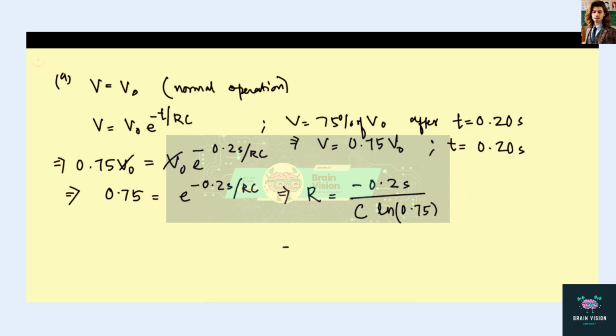And C, the capacitance, I think I'm a little bit lagging here. So C is equal to 8.5 times 10 to the power minus 6 Farad. We plug these values over here, solve it for R, the resistance, and we find that to be 81790 ohms.